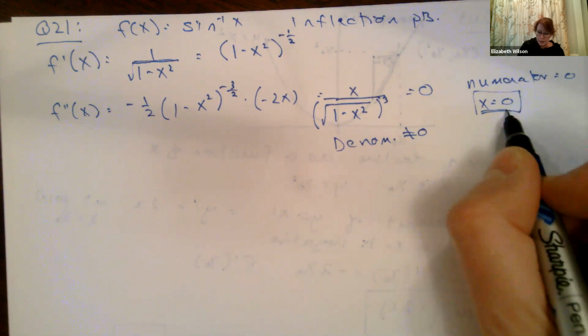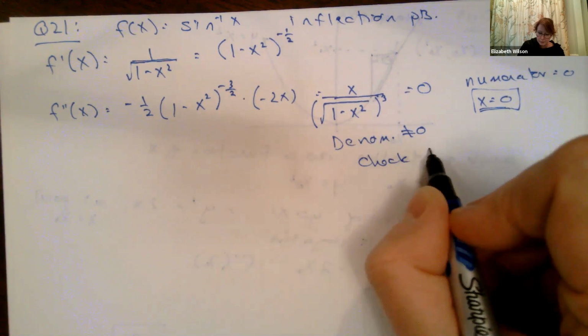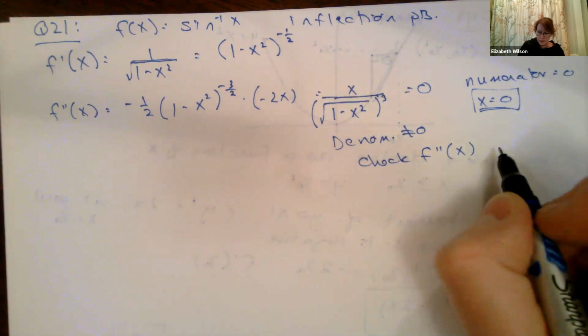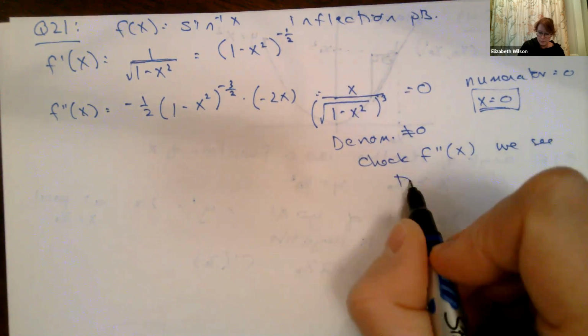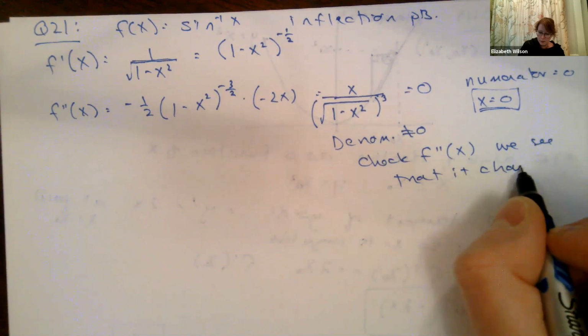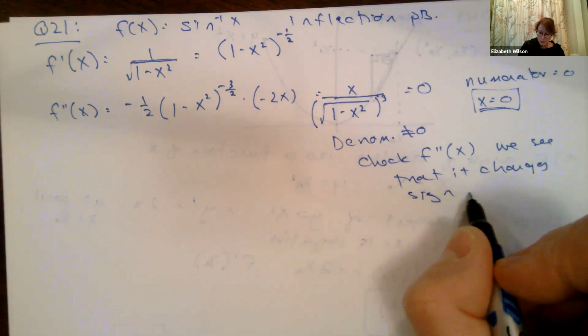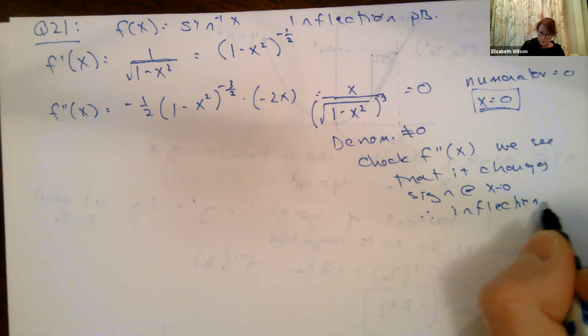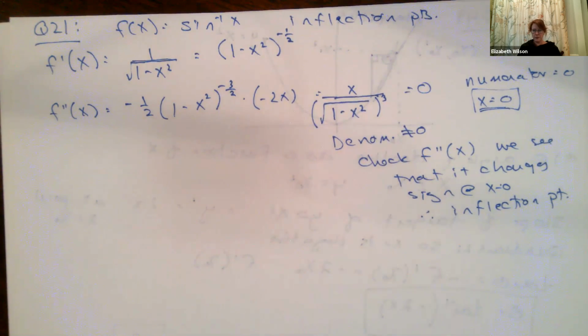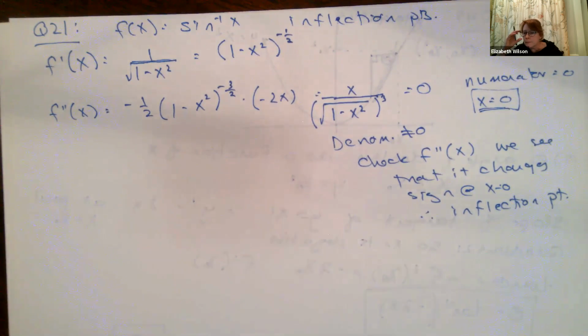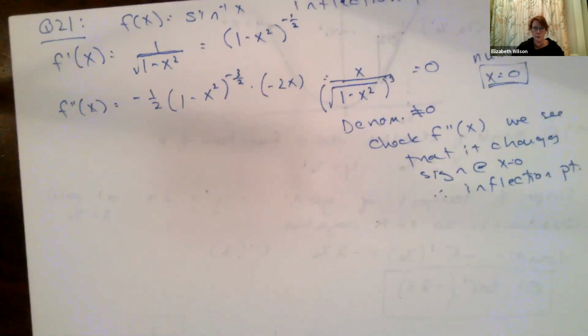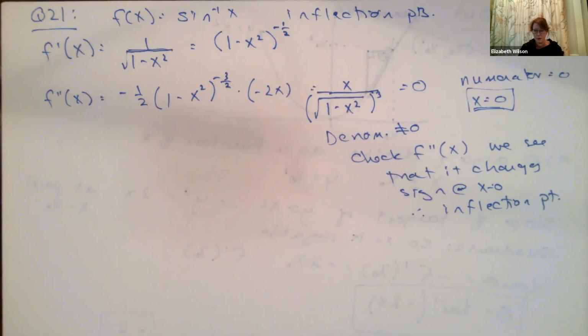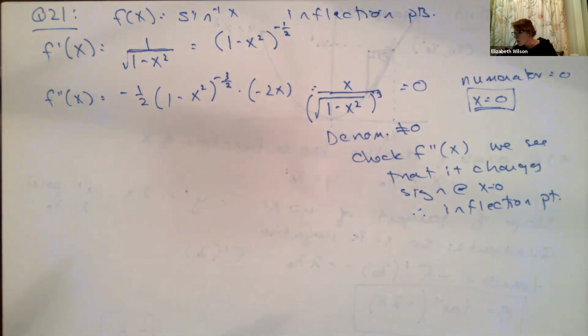Now, when we check our second derivative, we see it changes sign at x equals 0. So therefore, it's an inflection point. That's 21. Those are the questions for 2.9. I'll give you guys a minute to write that, and then we'll talk about a couple of problems from Appendix A.